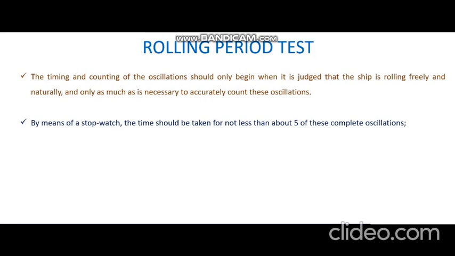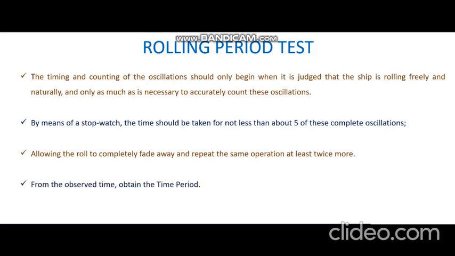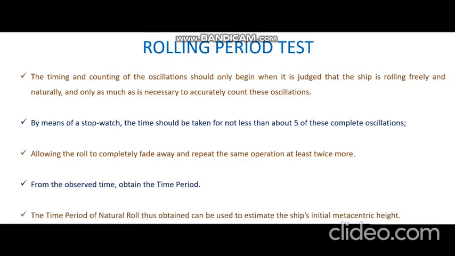By means of a stopwatch, time should be taken for not less than 5 complete oscillations. The more the number of oscillations, the better, depending on how much the ship is rolling. Allow the roll to completely fade away and repeat the same operation at least twice more. From the observed time, obtain the time period. Whatever total time you get in one observation, divide by the number of rolls and you'll get the time period. And if you repeat this exercise 2-3 times, you can take the average of all and figure out the best time period that you can obtain. The period of natural roll thus obtained can be used to estimate the ship's initial metacentric height.